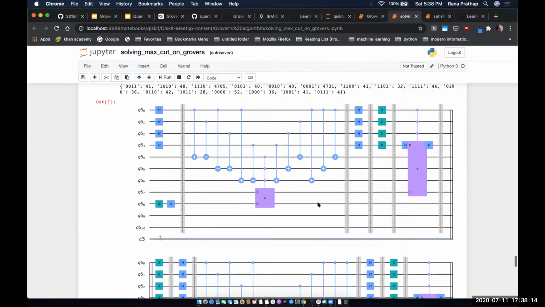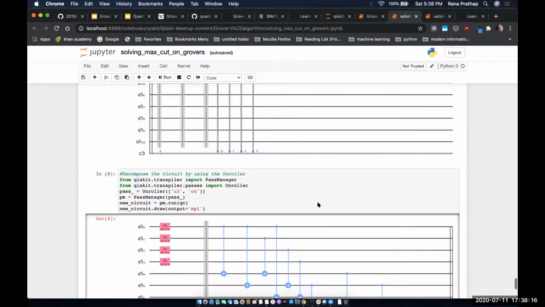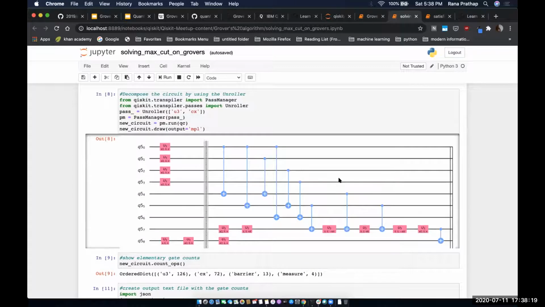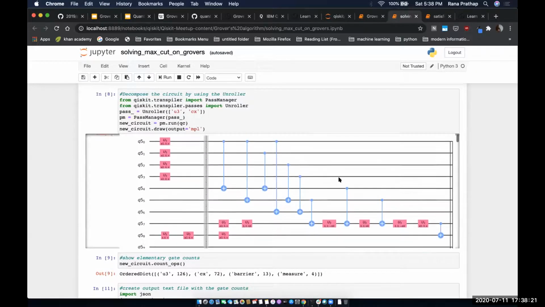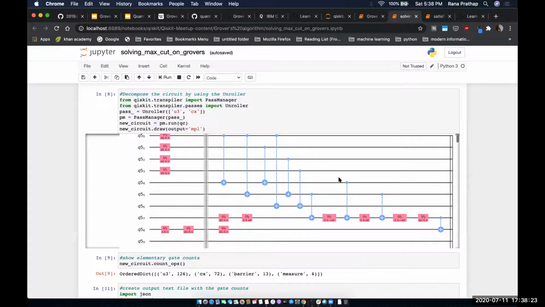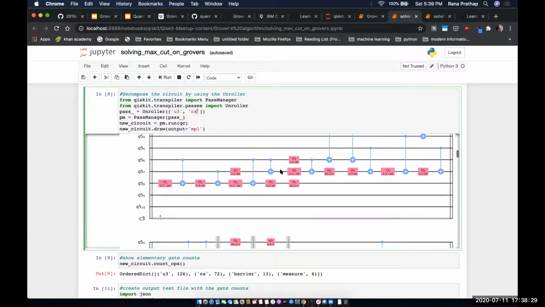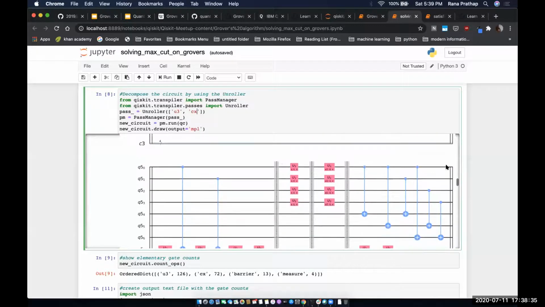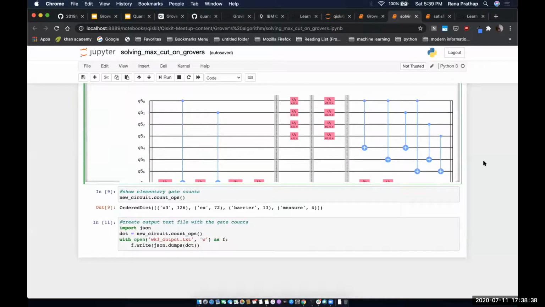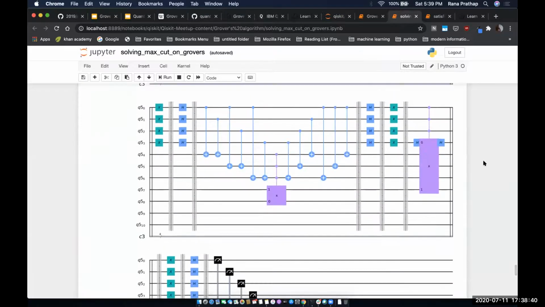One important point is, we were talking about transpiling the circuit, right? As you can see, this circuit has only U3s and CXs because it's been unrolled into U3 and CX. So you can just look at this and you'll understand how each of these gates are implemented on the quantum computer itself. Okay, and that concludes the explanation on how you can solve a real world problem using a quantum computer.